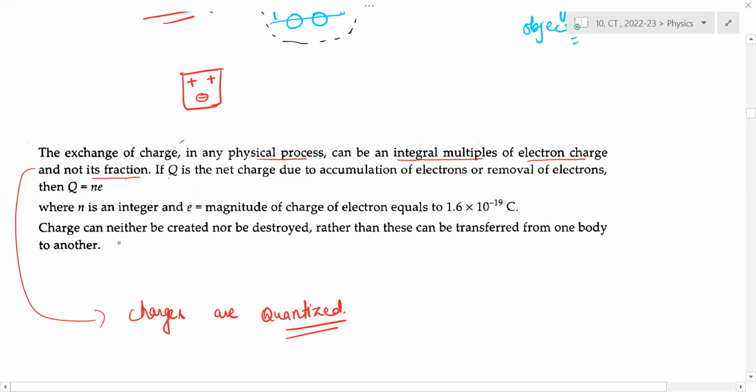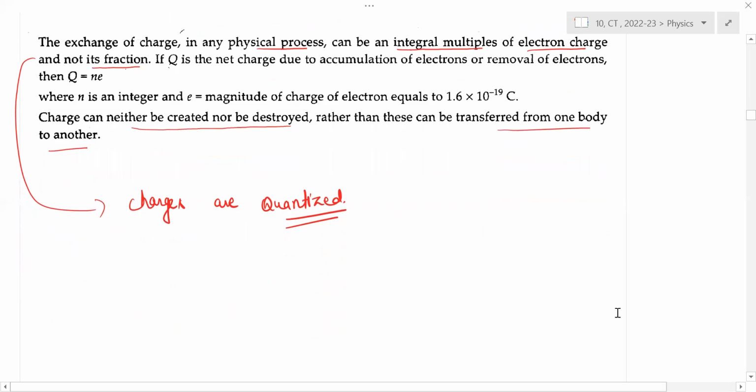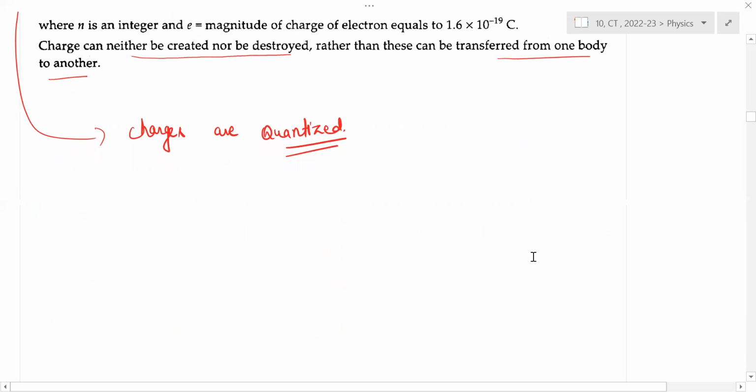Then another thing is that charge can neither be created nor destroyed. This is called the law of conservation. Rather, charges can be transferred from one body to another. Yes? Yes, sir.